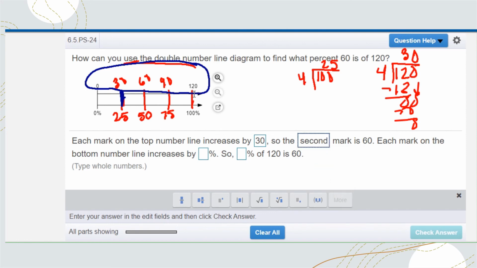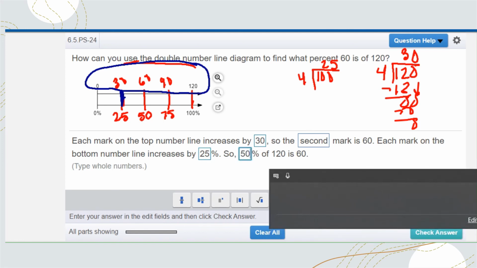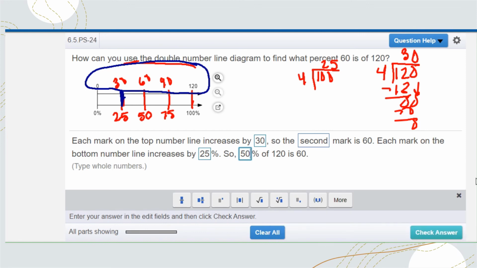Each mark on the bottom number line increases by, when we took 100 and divided it evenly between the 4 sections, each section was worth 25%. So the 25% two times, because we had to go 25% two times to get 60, is going to give us the percentage 50. So we can conclude that 50% of 120 is 60.